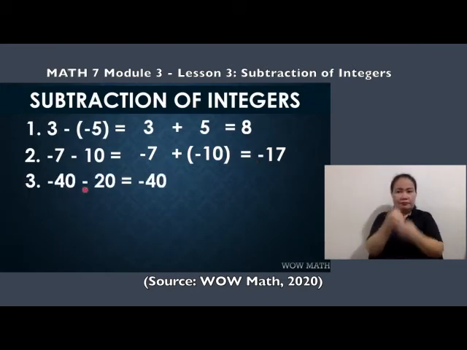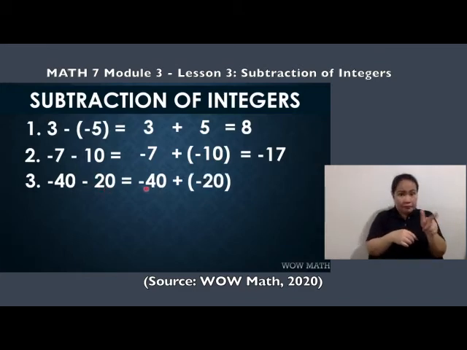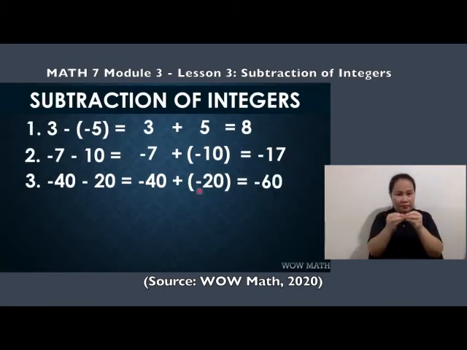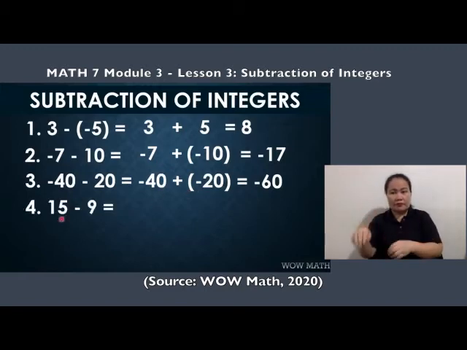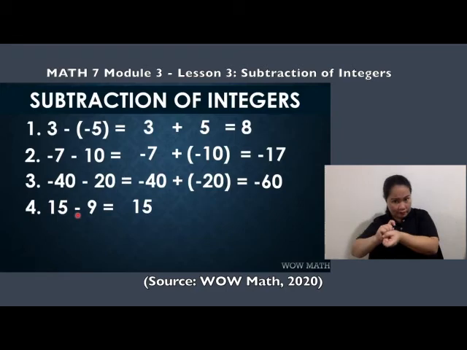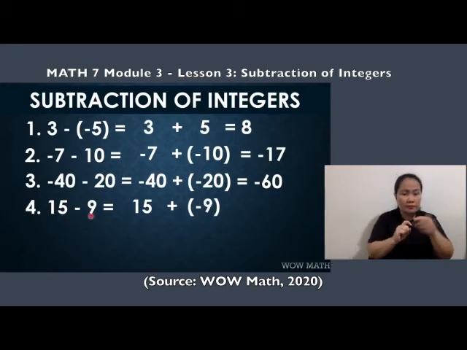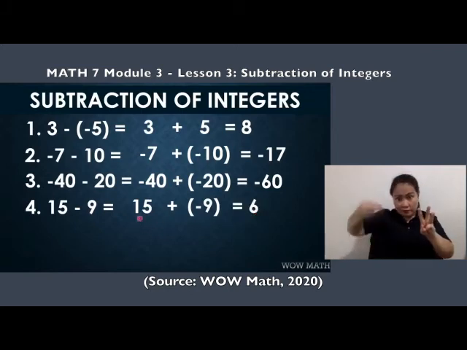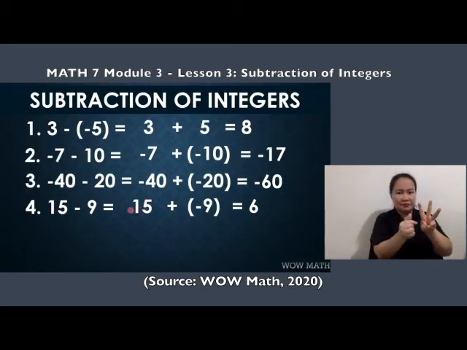Next, negative 40. Keep. Change. And then, positive 20, magiging negative 20. So, same sign ulit sila. So, we will have 40 and 20, 60. Keep the common sign. Next, keep, change, change, positive, negative. So, magkaiba ng sign, you will subtract. Okay, so 15 and 9, that is 6. And then copy the sign of the bigger absolute value. Since mas mataas ito, so kopyahin natin yung sign niya, and that is positive.